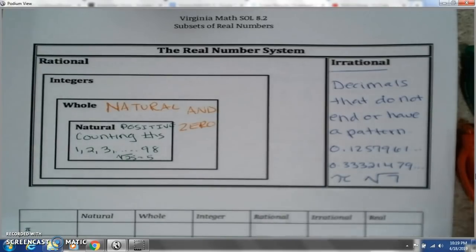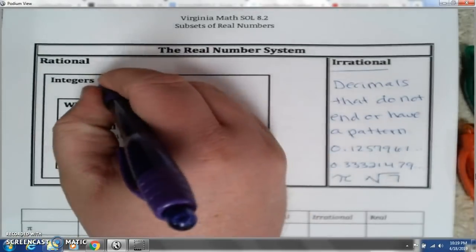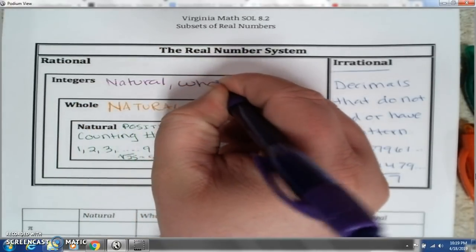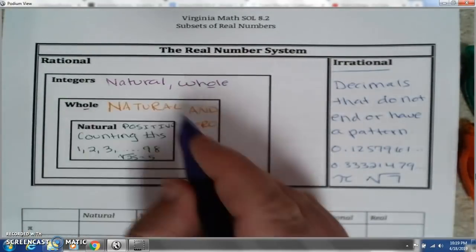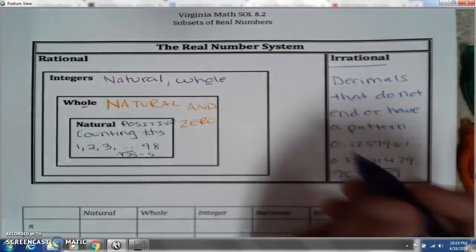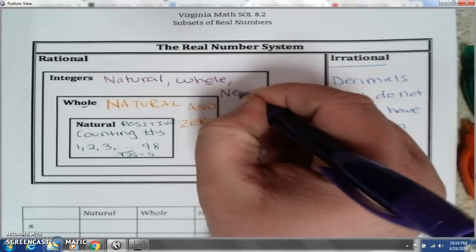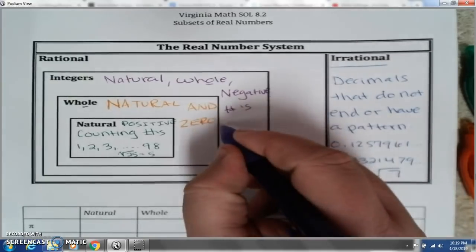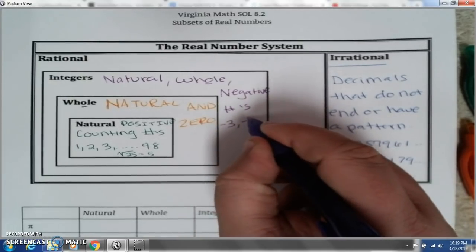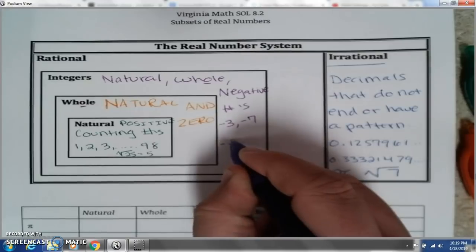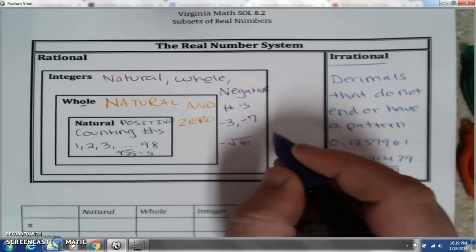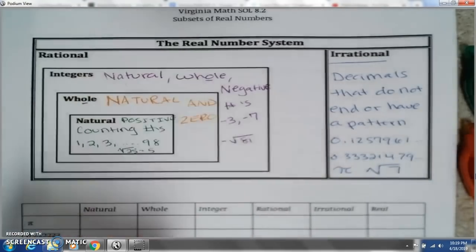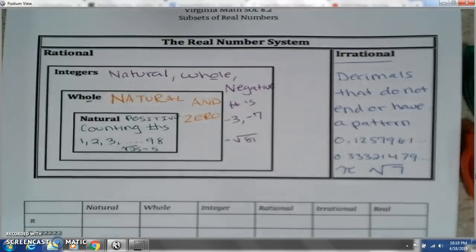Integers will let your natural numbers in. They're like, yeah, you're invited to our party. They'll let the whole numbers in. You can remember whole because there's a 0. Whole lets a 0 in. But also your negative Nancys, okay? So your negative numbers, like -3, -7, negative square root of 81, which is -9, by the way. They'll let the negatives in, they'll let the positives in, and they'll let the whole 0 in, okay?